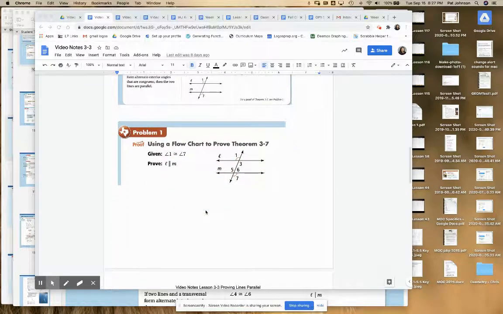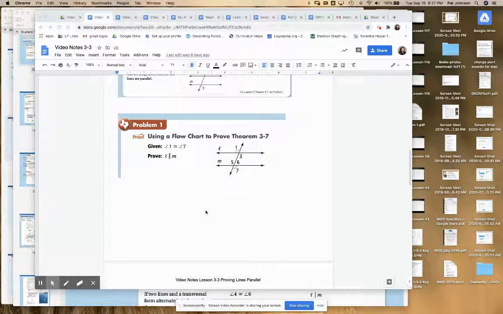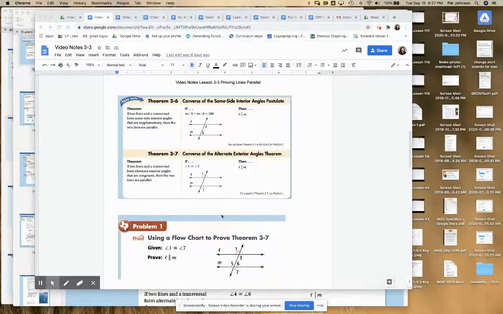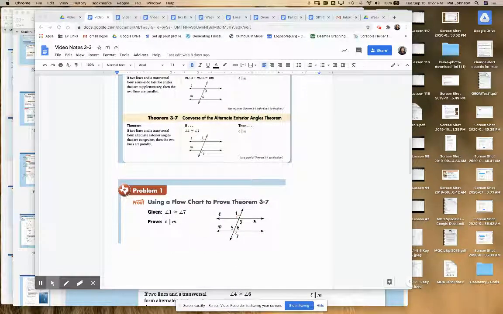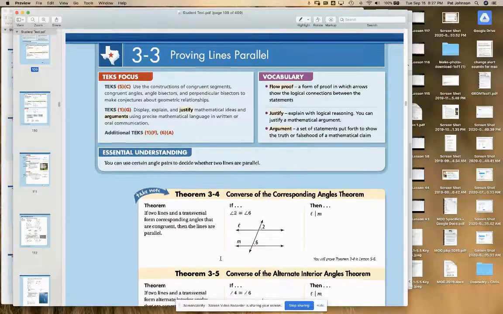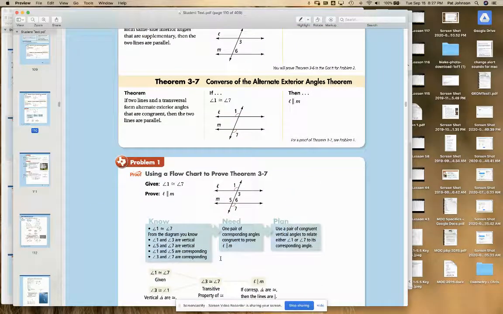All right, so let's look at using a flow chart in problem number 1, using a flow chart to prove theorem 3.7. We're proving this theorem, so we want to prove that the lines are parallel. Let's go to the problem. We're given angles 1 and 7 are congruent, prove L is parallel to M.